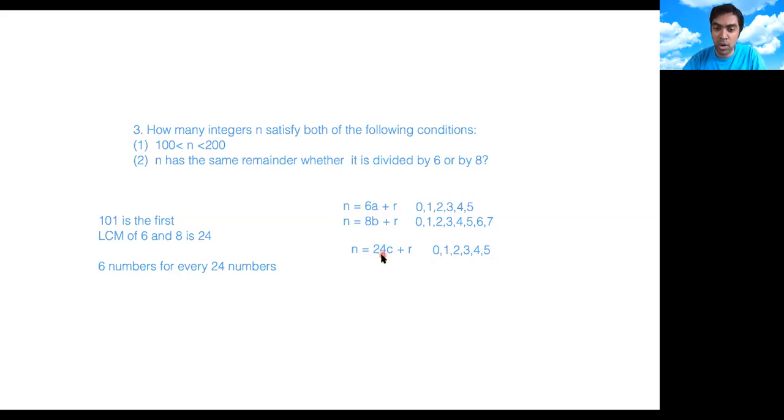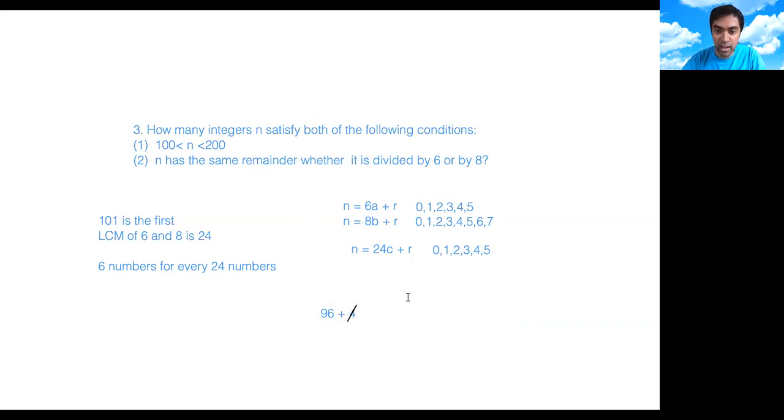Now this is essentially the same thing, right? We're saying in every 24 numbers, the numbers that have a remainder of 0, 1, 2, 3, 4, or 5 when divided by 24 should be counted. So that's 6 numbers for every 24. And now we can do the same counting. How many of these numbers are there between 100 and 200? So what's the first multiple of 24 near 100? We see it's 96. So 96 plus 4 is equal to 100, but we said between 100 and 200, not inclusive. So 96 plus 4 doesn't work. So 96 plus 5 is the first one that works.